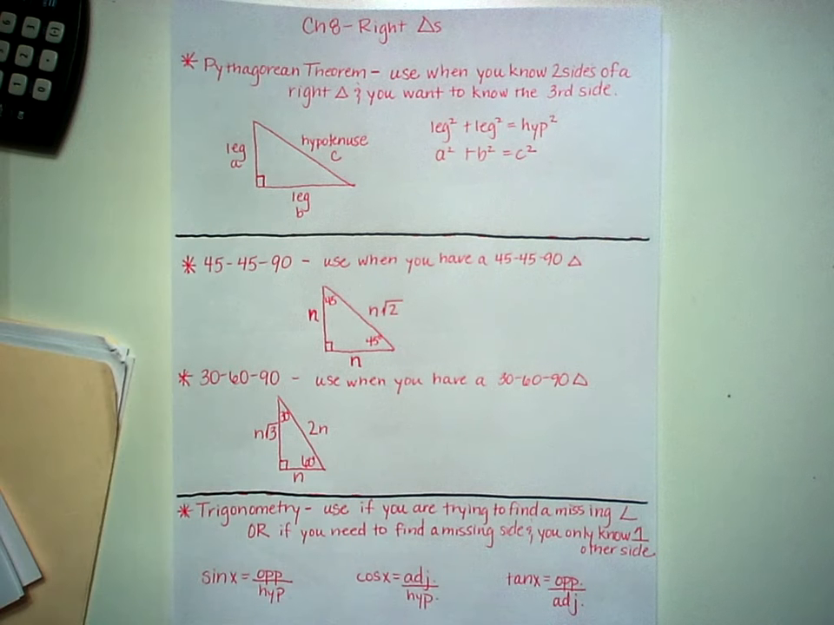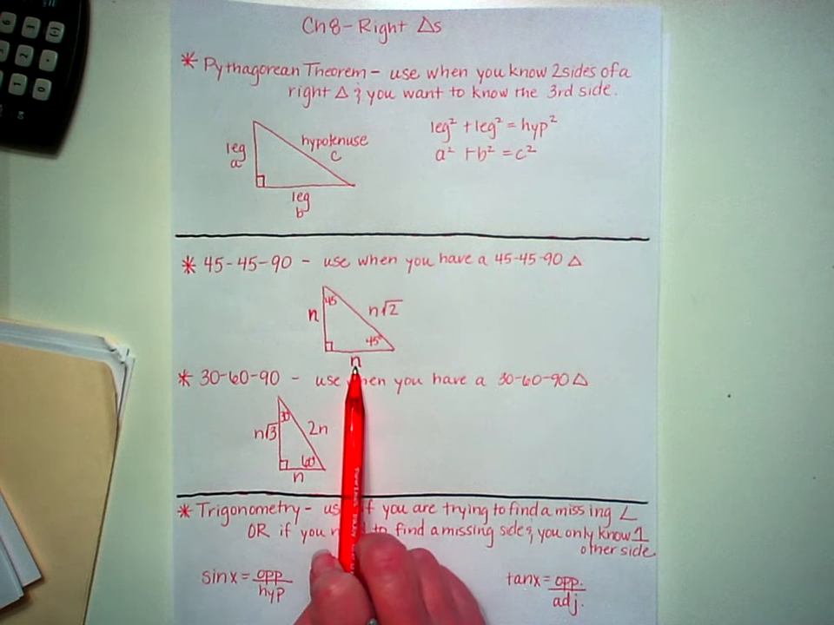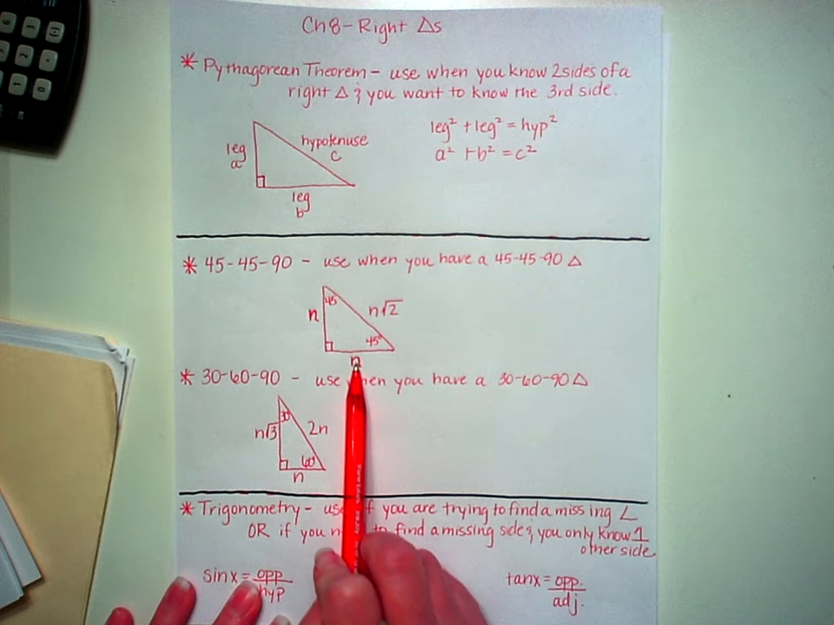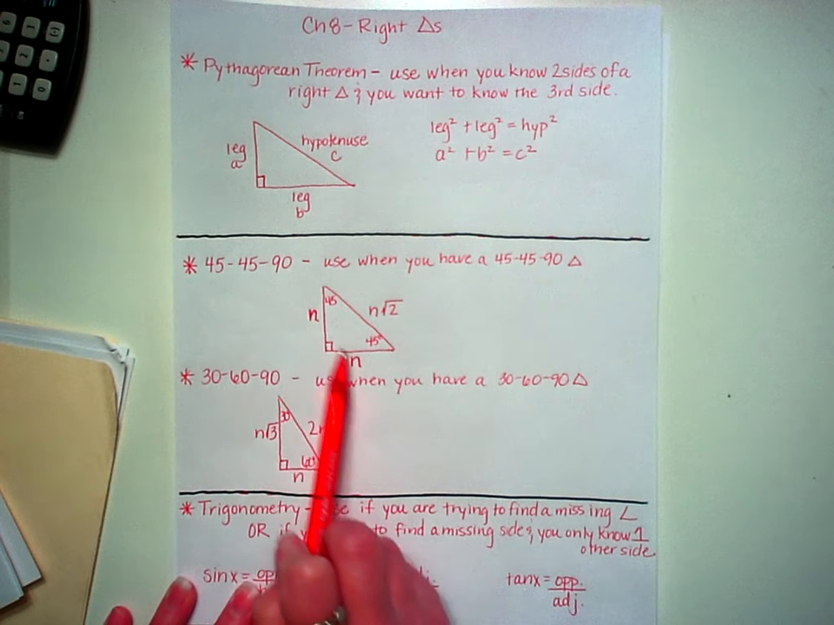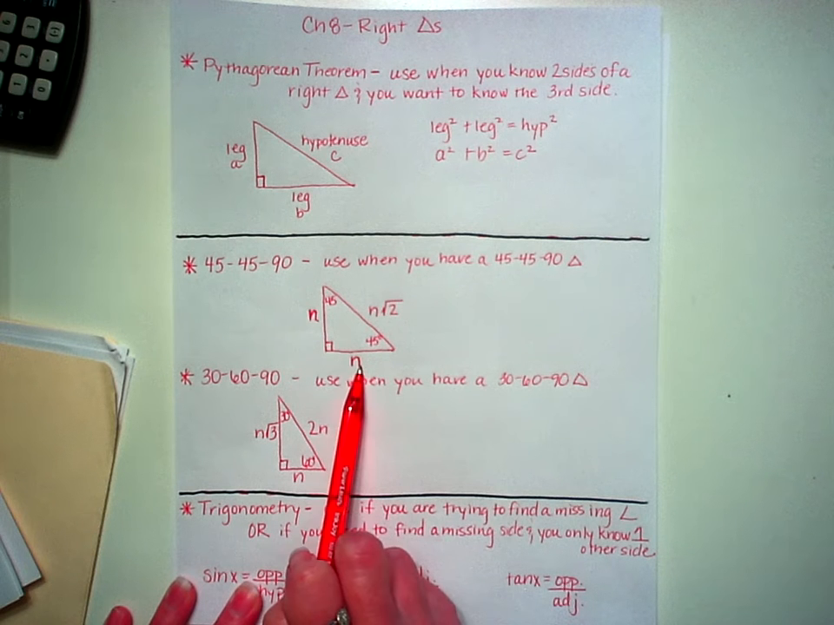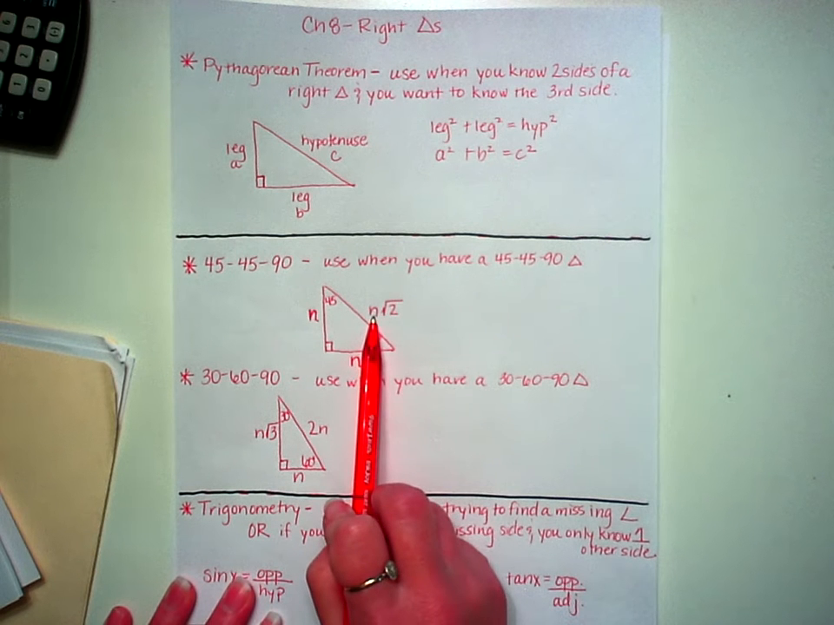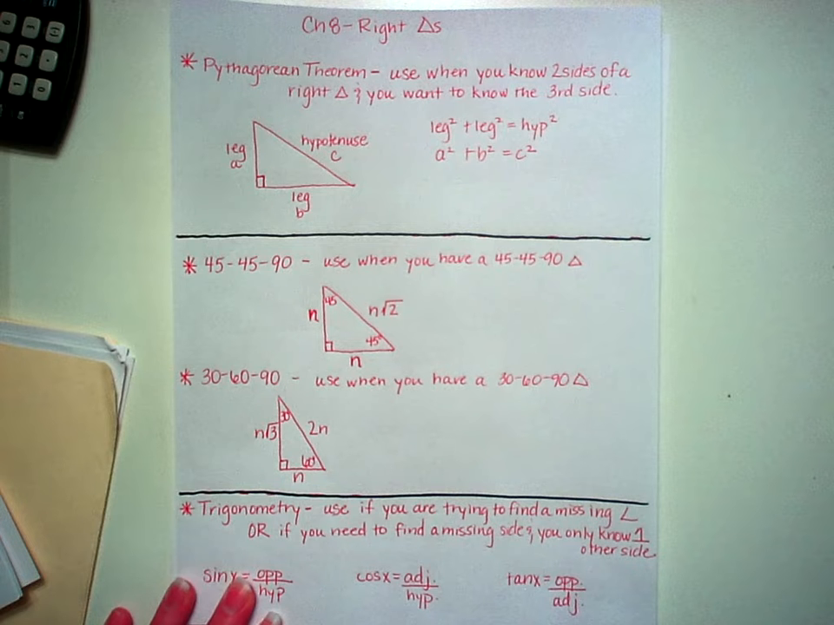Okay? And then we also learned that all 45, 45, 90 triangles look the same. Okay? So there's always some number here. That could be a decimal, a fraction, a whole number. It could be anything. Whatever that number is, the other leg is the same exact thing. So we call them both n because they match. They're the same. And then the hypotenuse is the leg, n, times the square root of 2. Okay, and we'll practice some of those here in a little bit.